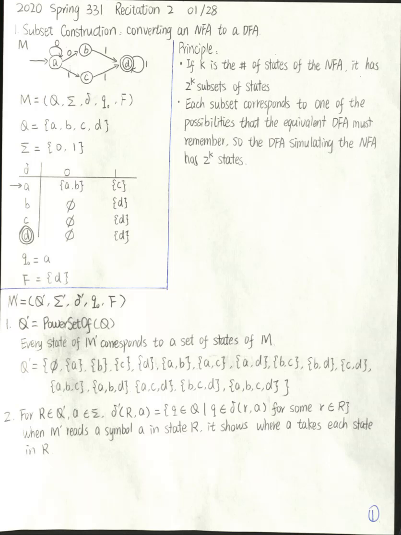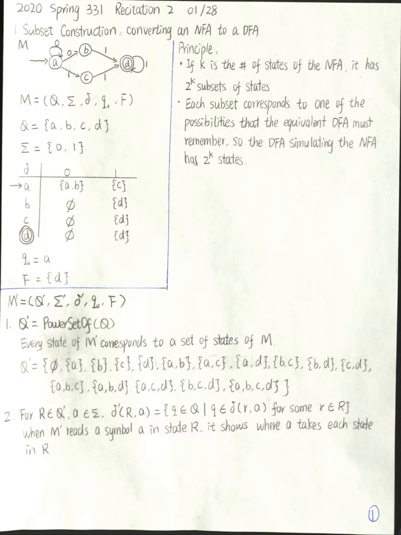For the transition, starting from A, it can reach A and B by consuming a single 0, and it can reach C by consuming a single 1. From B, if you read a 0, it can reach the empty set. That means it can reach nothing. And reading a 1, it can reach D. The same thing happens for C. Reading a 0, it dies. Reading a 1, it goes to D. And in D, if you read a 0, it dies, and if you read a 1, it stays at D.